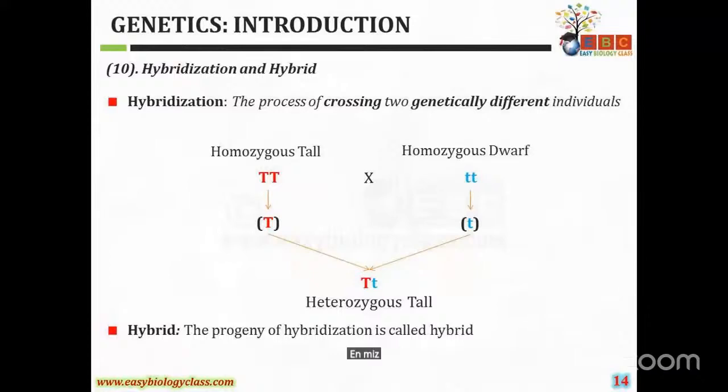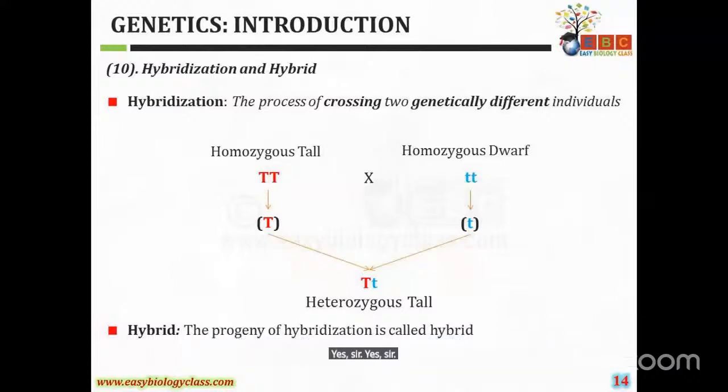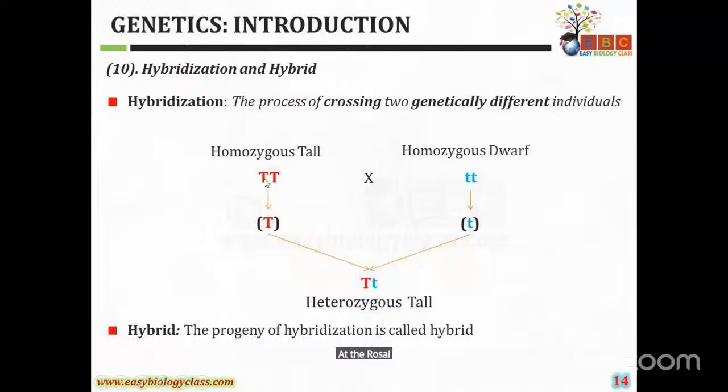Hemizygous, you know, of course, you know homozygous and heterozygous, right? Yes, sir. You observe that in homozygous, there are two alleles that are identical, like I'm showing here now. Homozygous tall, that's capital TT, right? Heterozygous is when the two alleles are still present, but only one is dominant, then the other is recessive. That is capital T, small t.